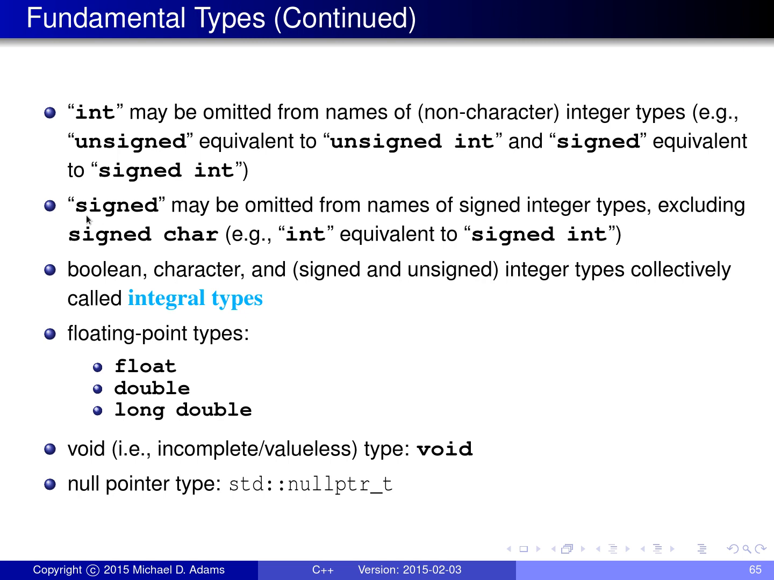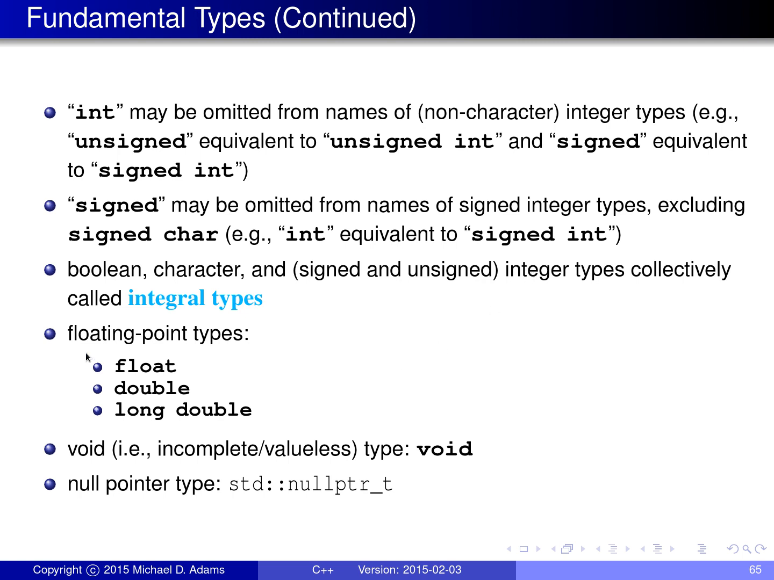Also, you can often get away with leaving out signed. If it's omitted, it's just understood. So for example, if you write just int, this is equivalent to writing signed int. So in other words, you can just drop out the word signed. The Boolean, character, and integer types are collectively called integral types. So if you hear the term integral type, which will show up probably quite a few times throughout these lecture slides, it's referring to one of these three fundamental types.